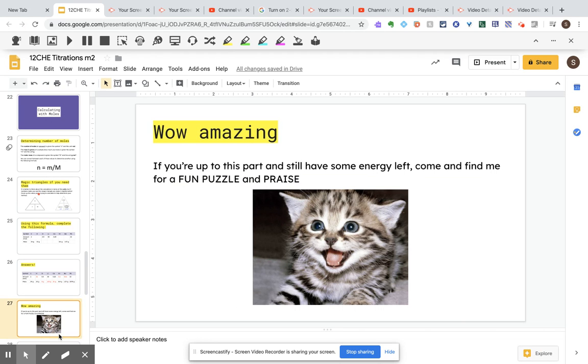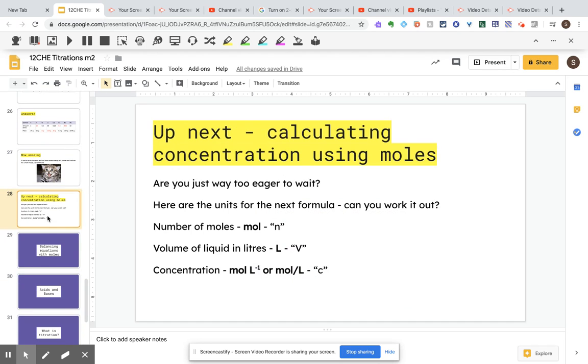And finally, if you're up to this part and you've still got some energy left, come and find me for a puzzle and some praise. And then if you're really keen, here are the units for the next formula.